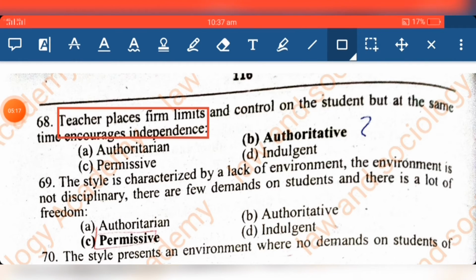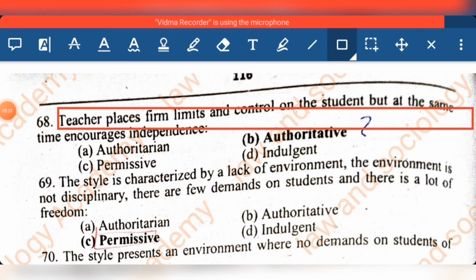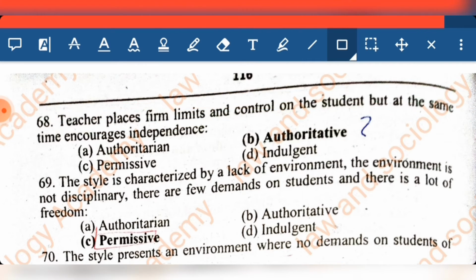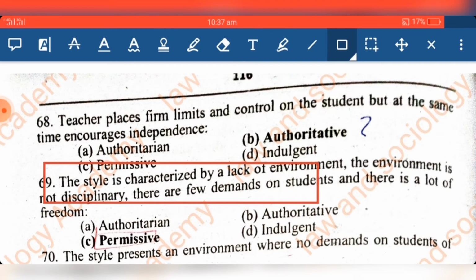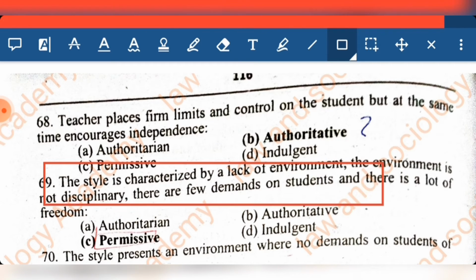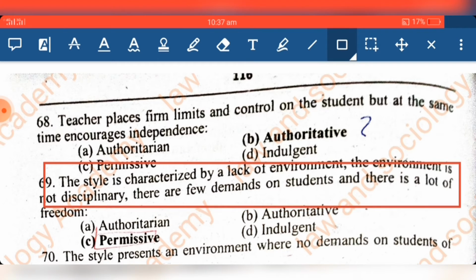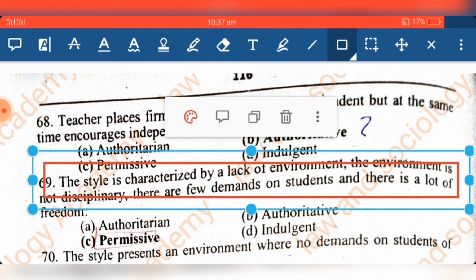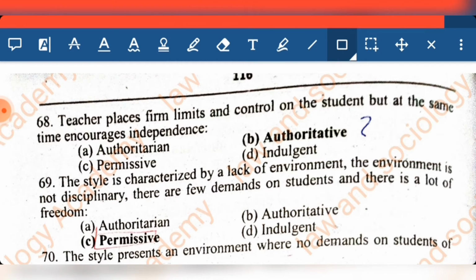And the teacher places firm limits and control on the students, but at the same time encourages independence. Authoritative. The school is characterized by a lack of disciplinary environment. There are few demands on students and there is a lot of freedom. Permissive.